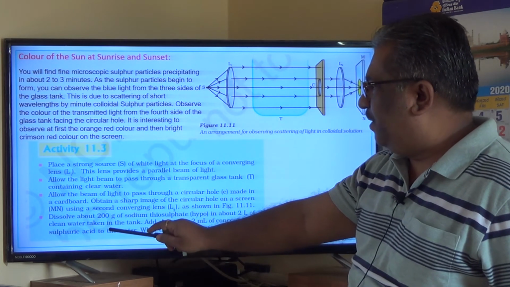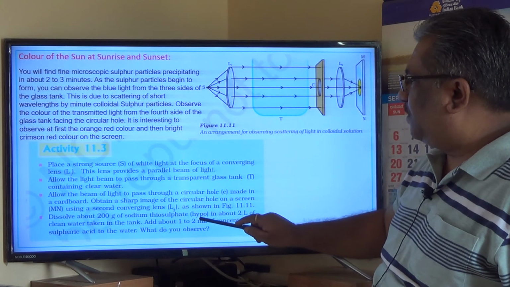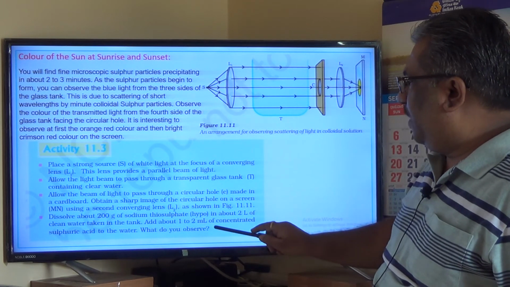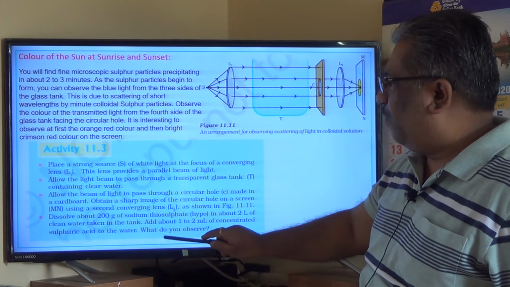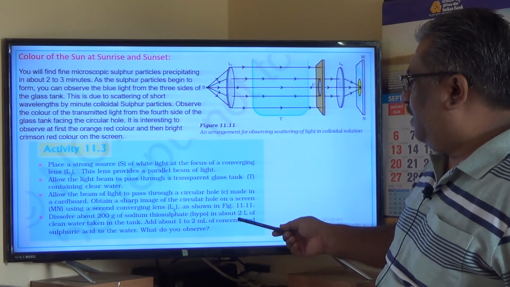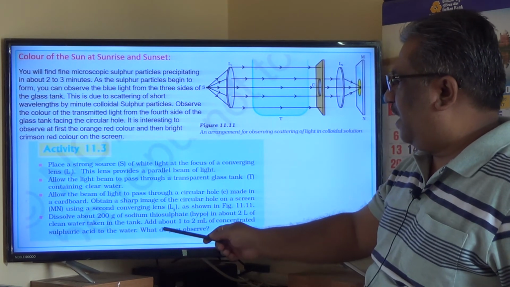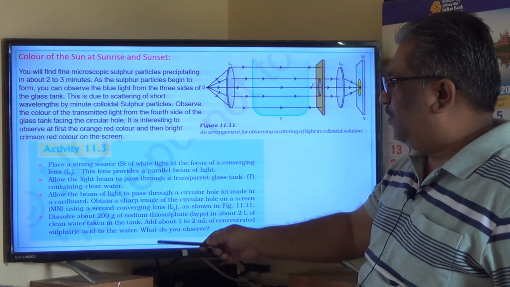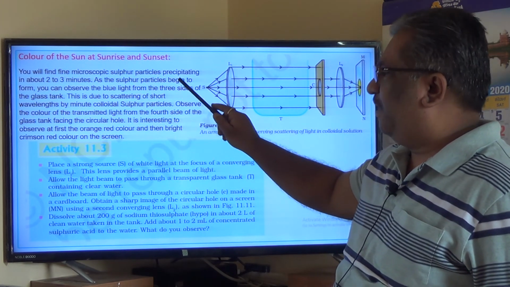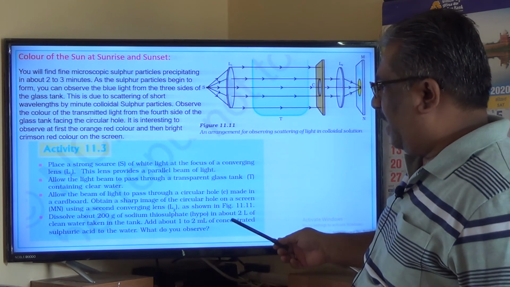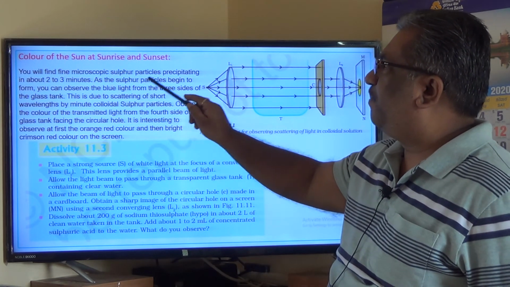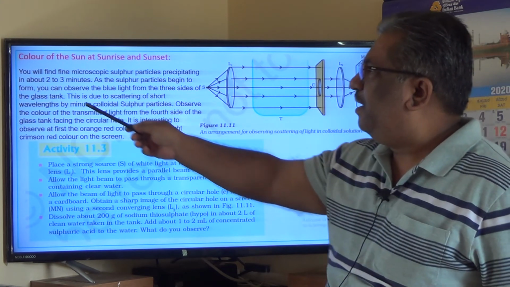Okay. Now, what we will do is dissolve about 200 grams of sodium thiosulfate, or hypo, in about 2 liters of clean water taken in the tank. Add about 1 to 2 ml of concentrated sulfuric acid to the water. What do you observe? You will find the microscopic sulfur particles precipitating because of the sodium thiosulfate and the sulfuric acid. Because of the reaction between the two, fine sulfur particles are precipitated inside in about 2 to 3 minutes.